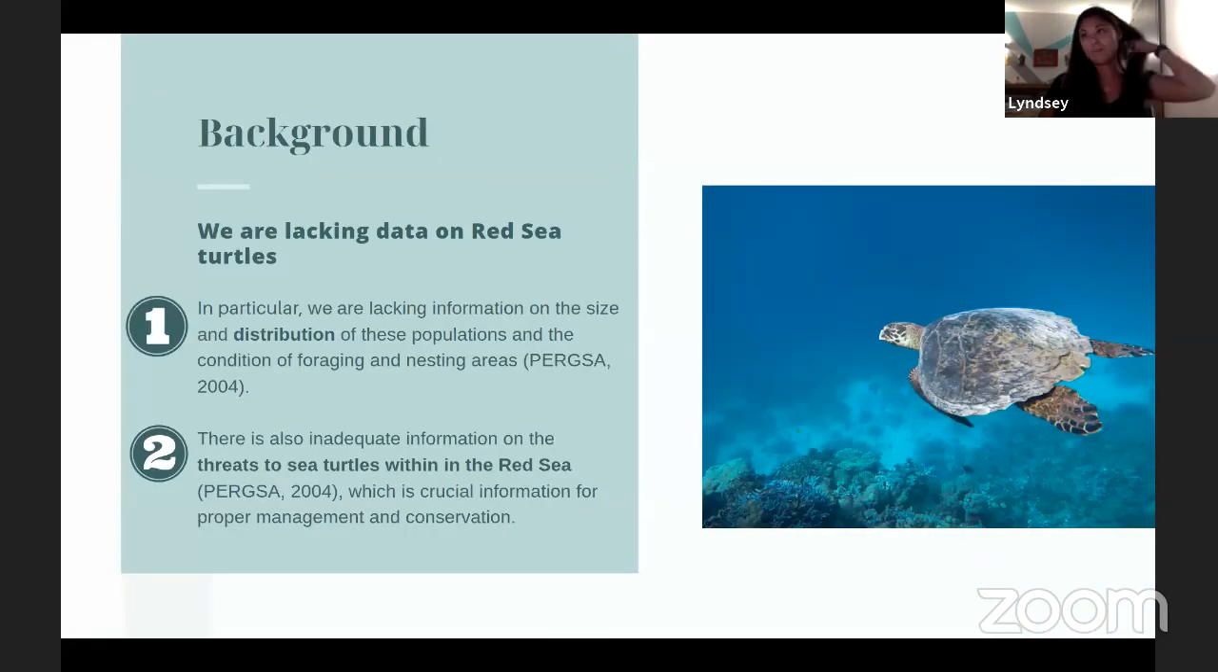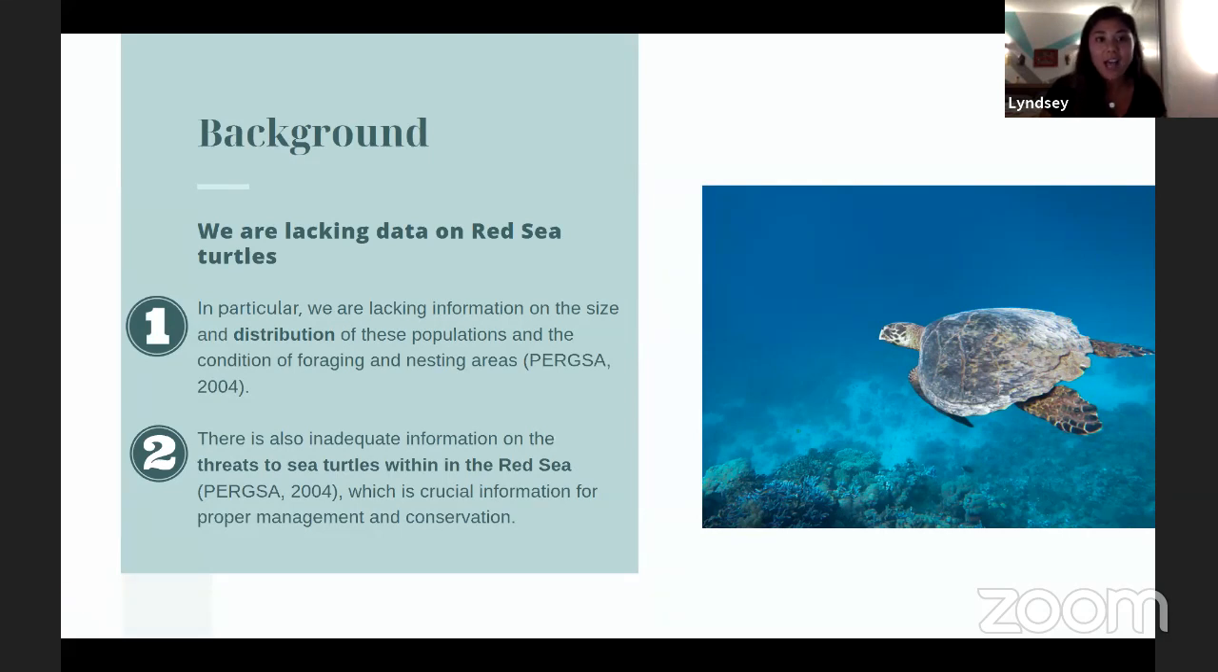So there are two main categories of information that are lacking on sea turtles in the Red Sea. The first of which is knowing about their distribution, so where they're foraging and where they're nesting. And the second knowledge gap is looking at their threats. So what are the main things that are threatening these populations? This is crucial to know for management. So during my PhD, I hope to answer some of these questions.